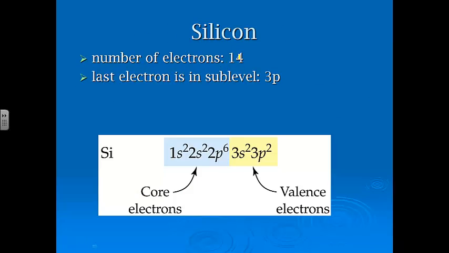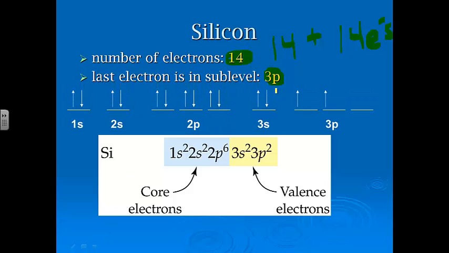Okay, if we look at silicon, silicon has 14 total electrons. Well, how do I know that? I find that on the periodic table. Silicon's atomic number is 14, and since it doesn't tell me that it's an ion, I'm going to have 14 protons and 14 electrons. This is going to be a neutral atom. The last electron is in sublevel 3p because it's in the 3p block. So if we had our electron configuration version with the arrows, it would be drawn this way. We can summarize it as 1s2, 2s2, 2p6, 3s2, 3p2.